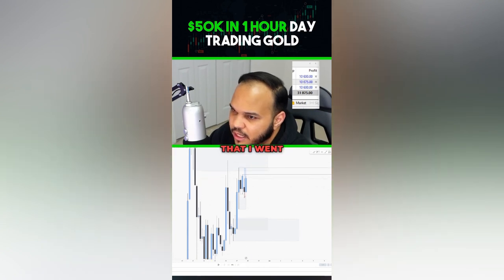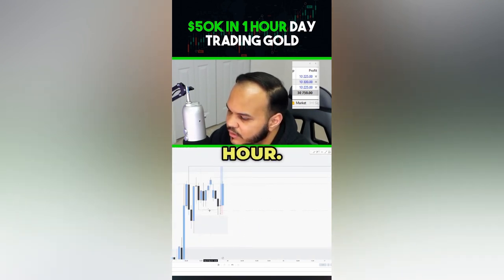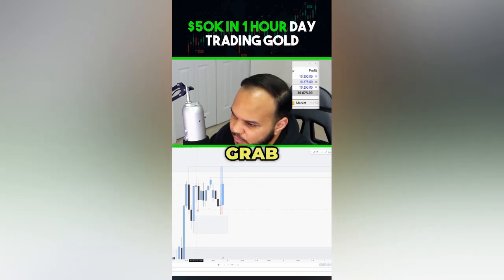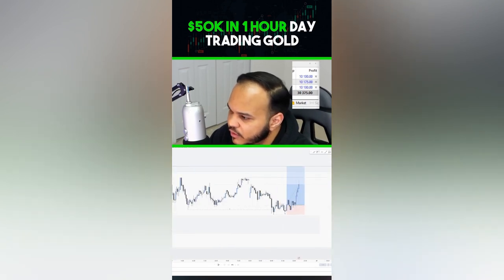So once I saw that, I went to the 1 hour and I clearly saw the market grab liquidity below this swing low here on the 1 hour. As you guys already know, I always wait for the market to grab liquidity before getting into a trade. So once I saw the market grab liquidity from the swing low on the 1 hour, I dropped to the 5 minutes, okay, and I started looking for confirmation, okay?